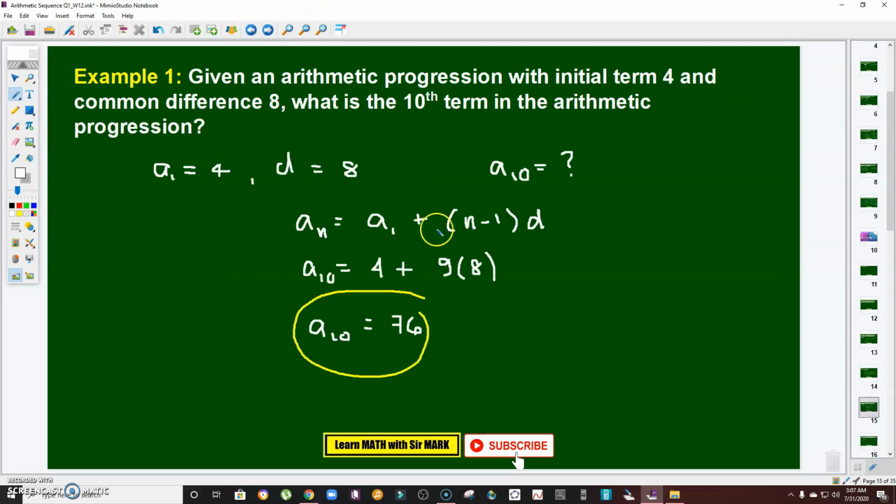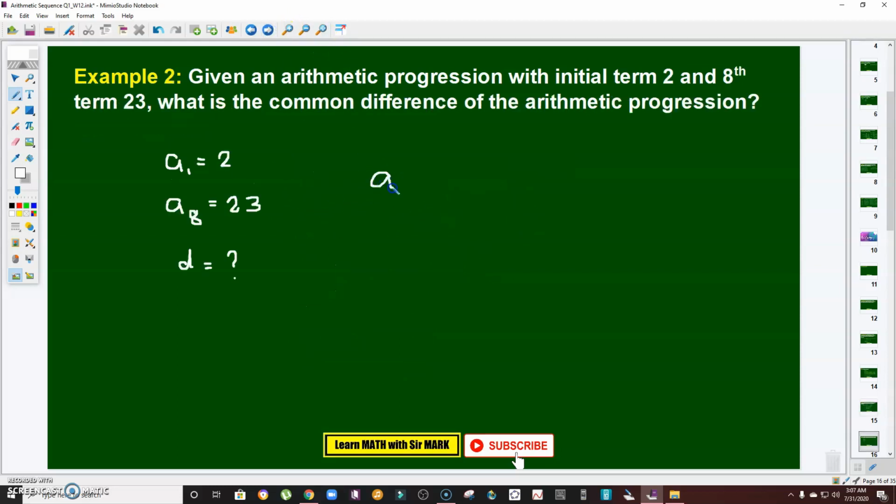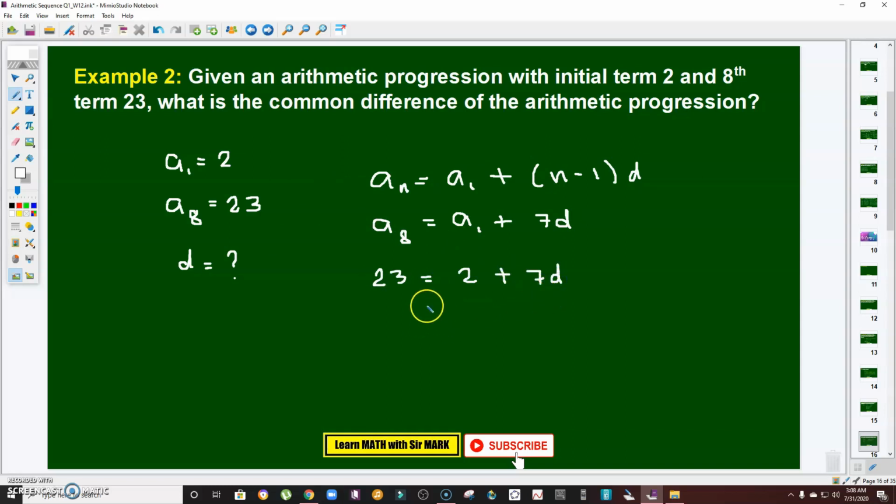Again, recall natin yung formula in finding the nth term. So, a sub n is equal to a sub 1 plus n minus 1 times d. Unlike the previous example, what we are looking for here is d. Pero meron ka nang 8th term, and meron kang first term. See that? So what I'm going to do here is use the 8th term, that is a sub 8 equals a sub 1 plus, my n is 8, so that's 8 minus 1, or 7, times the common difference. Again, as I mentioned earlier, given a sub 8, that's 23, equals the first term, which is 2, plus 7d. See that? Clearly, 23 minus 2 is 21. That's equal to 7d. Therefore, yung common difference natin is equal to 3.